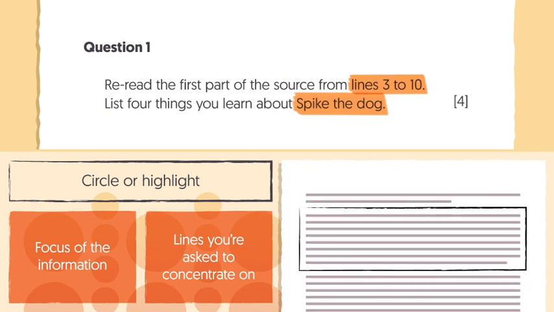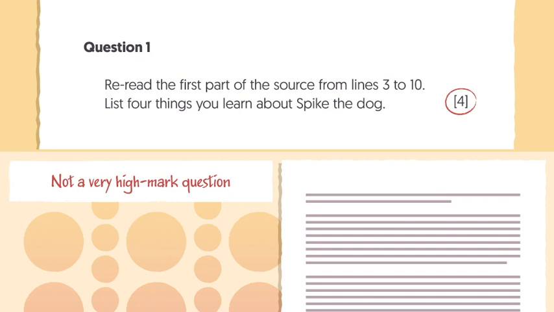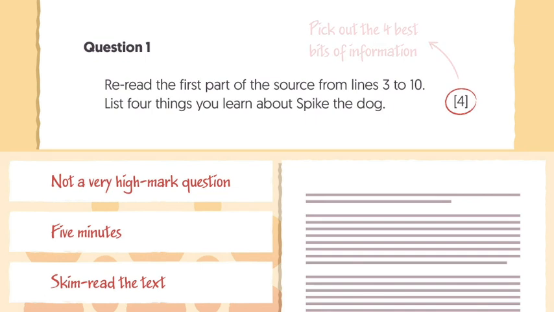This isn't a very high mark question, so you don't need to spend too long on it. About 5 minutes is enough. You can just skim read the text and pick out the 4 best bits of information that answer the question. It could be useful to highlight those in some way too.